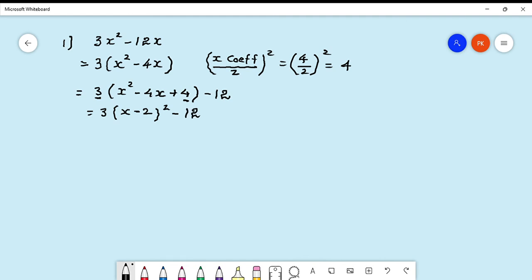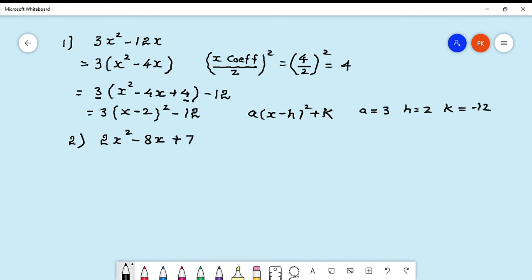Okay, so if you want to write it in the form a into x minus h the whole square plus k, then in this case a is equal to 3, h is equal to 2, and k is equal to minus 12. Okay, then take one more problem here. Suppose 2x square minus 8x plus 7. I want to write it in the form a into x minus h the whole square plus k.